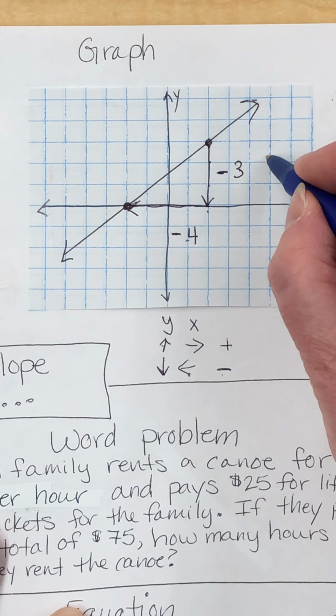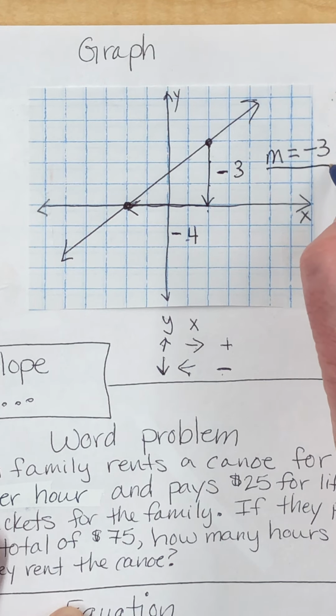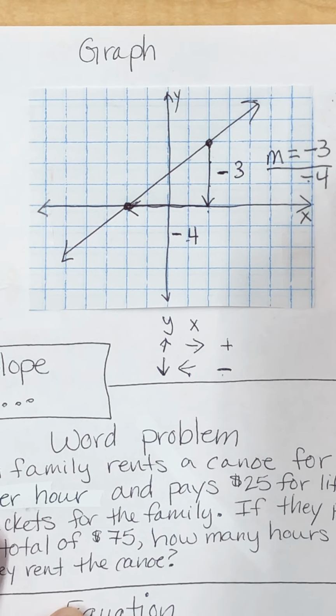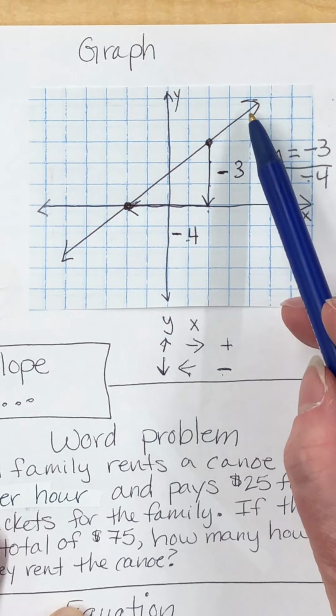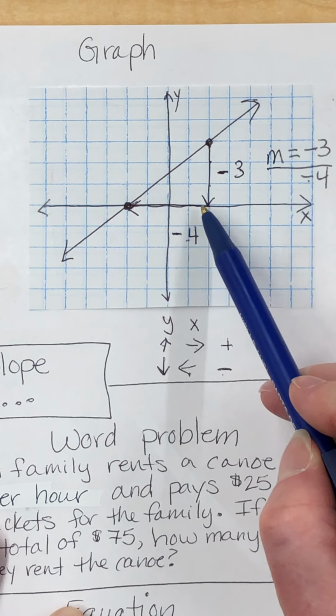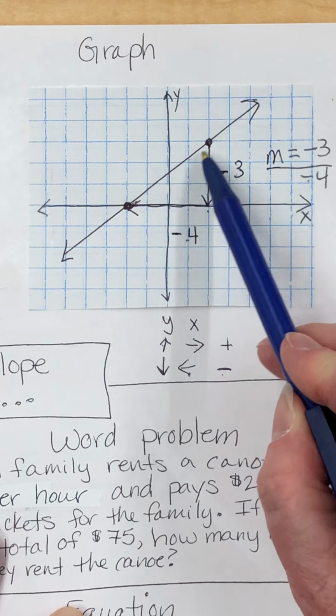So my slope is my rise of negative 3 over my run of negative 4. And remember that a negative divided by a negative is really a positive, so this is actually positive 3/4. You can also tell from the way the graph is going. So as my x's get bigger, so this is 0, 1, 2, 3, 4, my y's are also getting bigger.